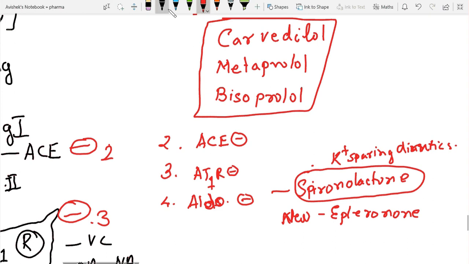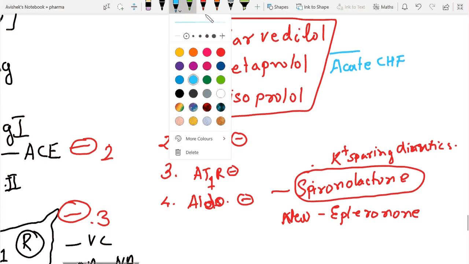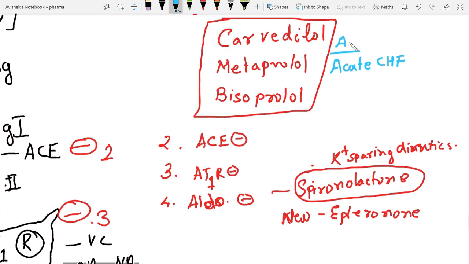Both have side effects. Side effect of beta blocker is acute CHF. Sorry, not side effect, contraindicated. This is a contraindication. Should not be given in acute chronic heart failure. It will go to hypotension.